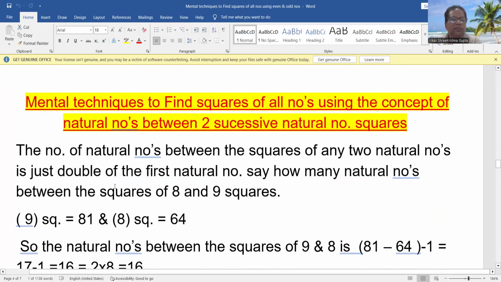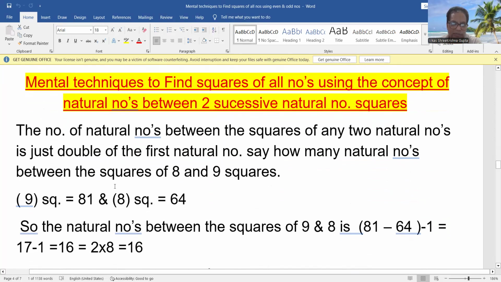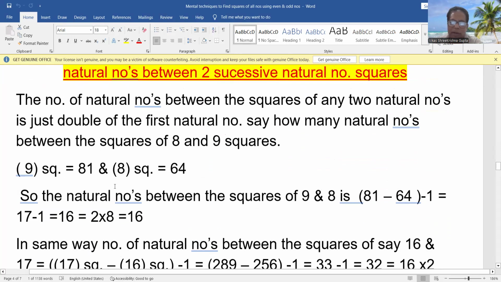Right? So now another technique I am showing you: how to find the square of a number when you know the square of the other number. Now this is a wonderful technique. Suppose I ask you how many natural numbers are there between the squares of 465 and 466? How many natural numbers are there between the squares of 27 and 28? One way is that you find the squares of both the numbers, 27 and 28, then subtract and give me the answer. Now that will be a very long procedure. And I'm showing a very smart technique for this.